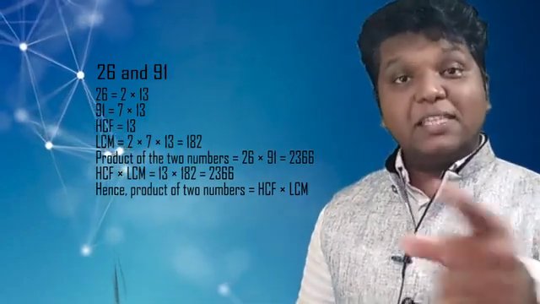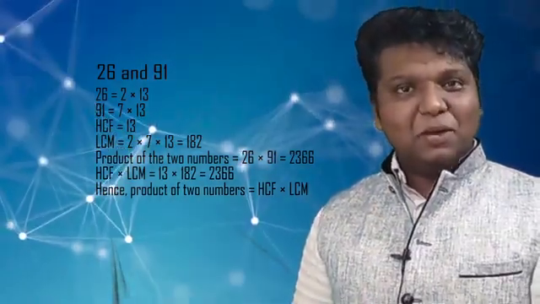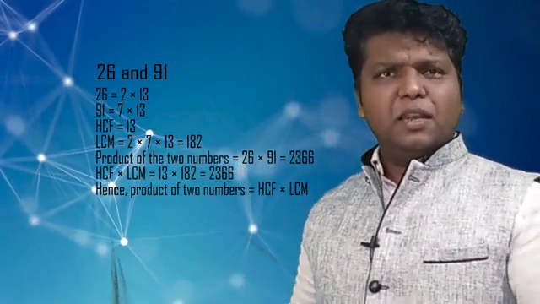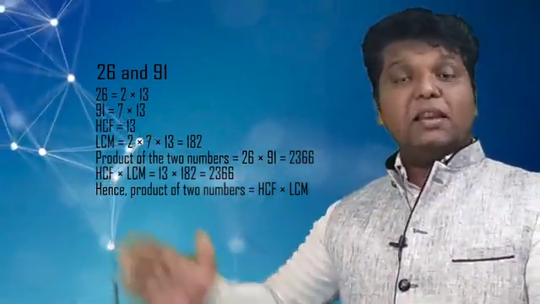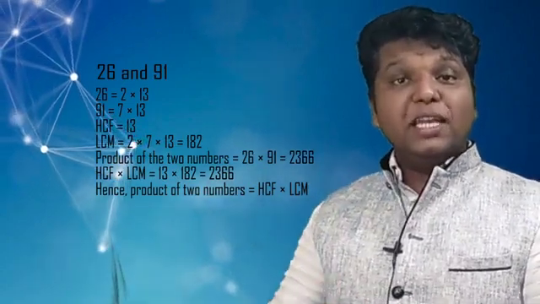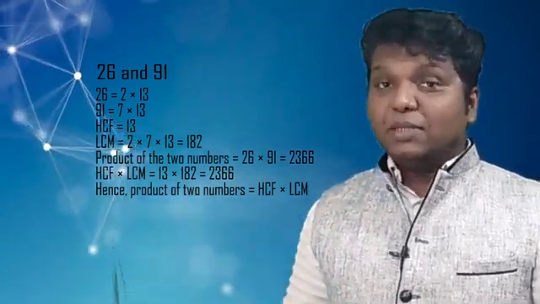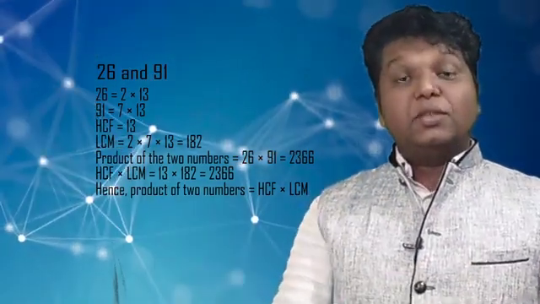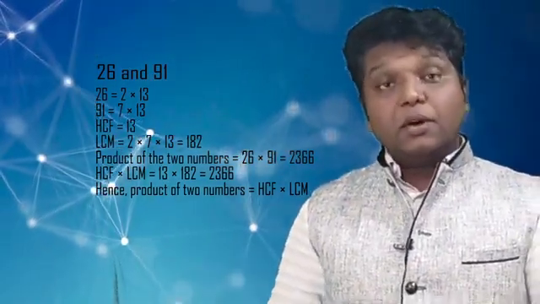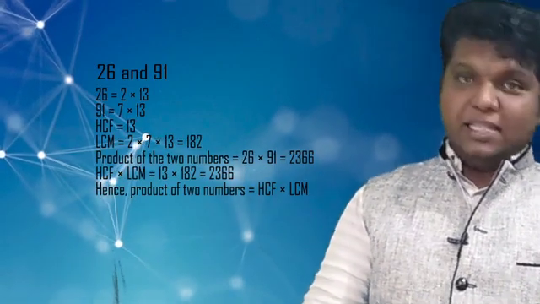Just like HCF, very simply you can find the LCM also. How? Just multiply them. Now let us multiply. What should we multiply? 2 multiplied by 7 multiplied by 13. 2 into 7 into 13 gives the answer 182. So that's your LCM. Now you got the LCM and you got the HCF also.